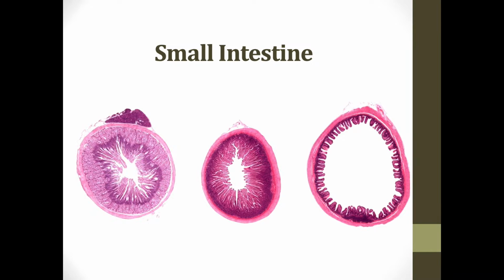But now what is the difference? You can see the plica circularis, which are the circular folds, are developed in the duodenum and also in the ileum. Then the villi, which are the structures formed by the epithelial lining and lamina propria, are especially well developed in the jejunum.